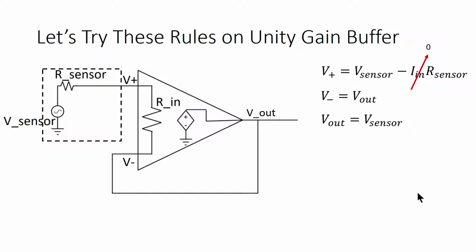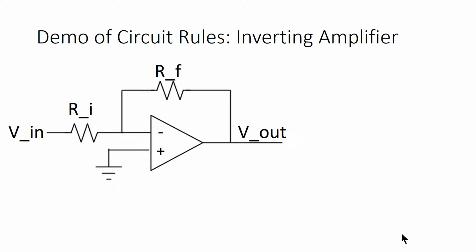We actually do even better if we analyze a more complicated circuit. So we're going to take a look at this circuit, which is called an inverting amplifier. It's not even clear how we'd use feedback rules for this circuit. Both V in and V out are hooked to V minus in some way. However, we can analyze this really effectively with circuit rules.